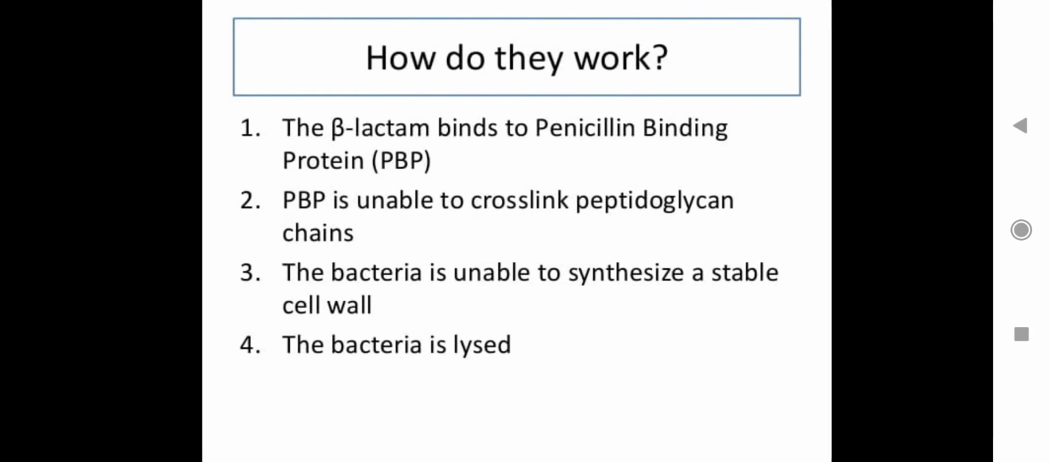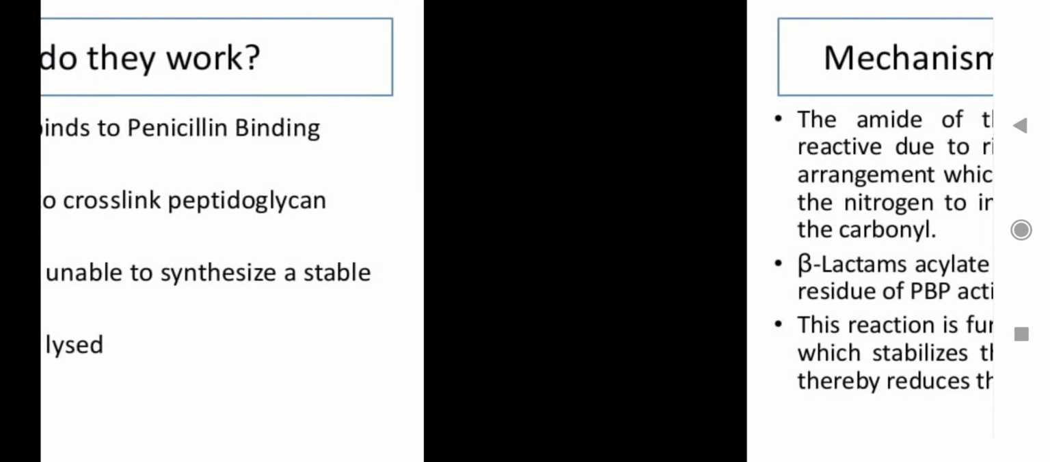How do they work? The beta lactam antibiotics bind to the penicillin binding protein. The penicillin binding protein is then unable to cross-link the peptidoglycan chain. The bacteria is unable to synthesize a stable cell wall. And finally, the bacteria without a cell wall is called a spheroplast. And finally, the bacteria without any cell wall is autolyzed.